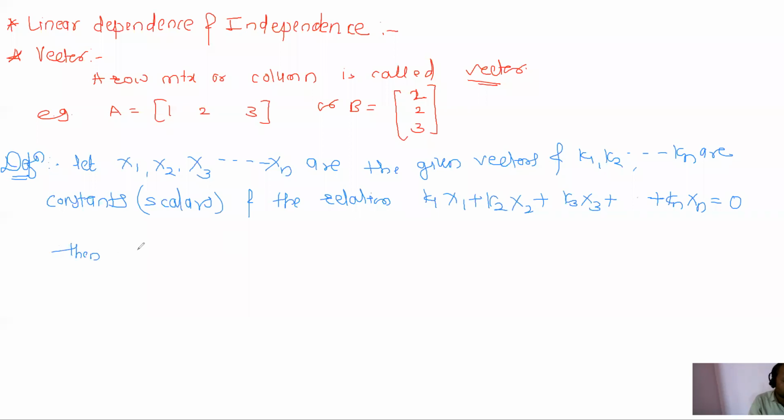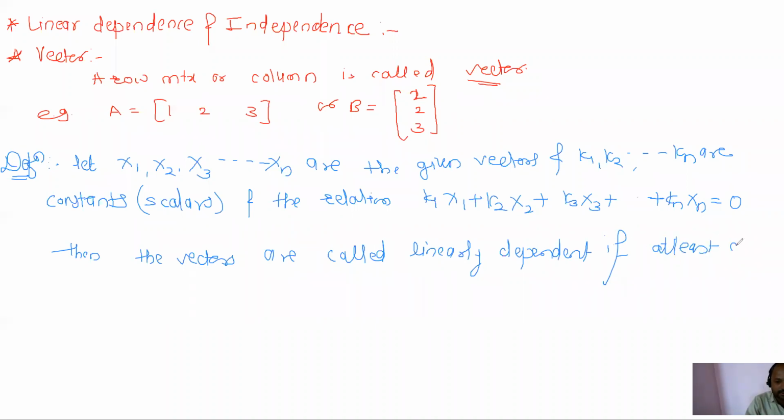Then the vectors are called linearly dependent if at least one k is not equal to 0. At least one k not equal to 0. Then the vectors are called linearly dependent.